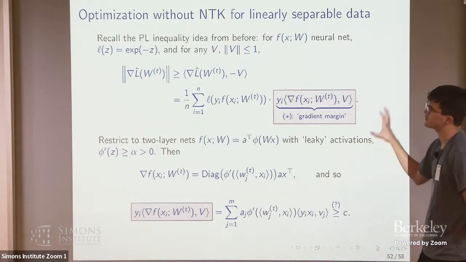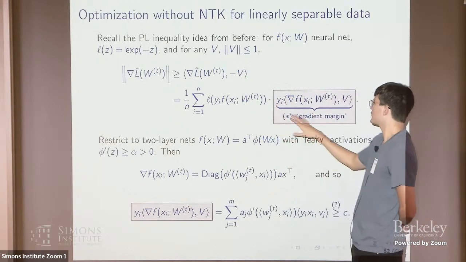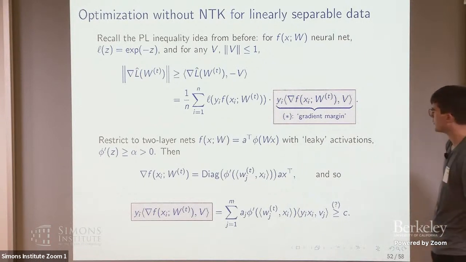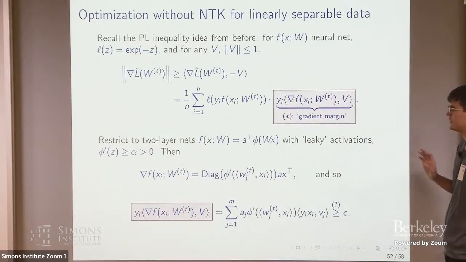In order to establish a PL inequality, we need to construct a matrix V such that we can bound from below this gradient margin by some absolute constant. We'll look at two-layer nets, the same setting we had before, but with what we call leaky activations, in the sense that the derivative of the activation function is always at least some constant. This is what's satisfied by leaky ReLU, for instance.